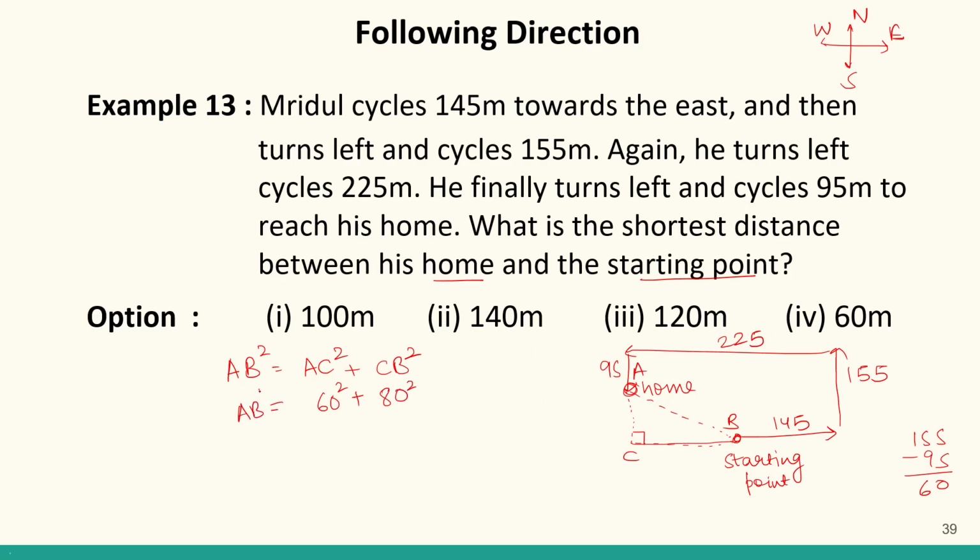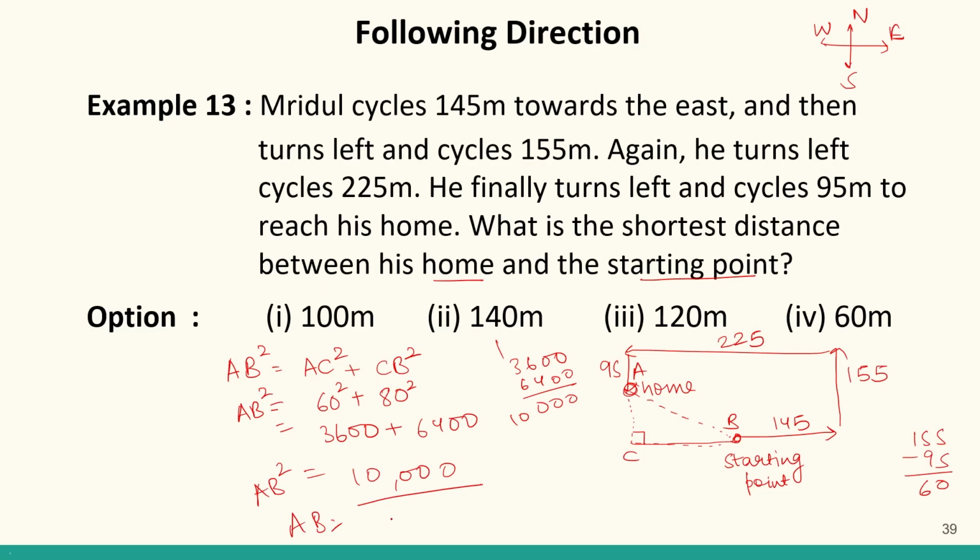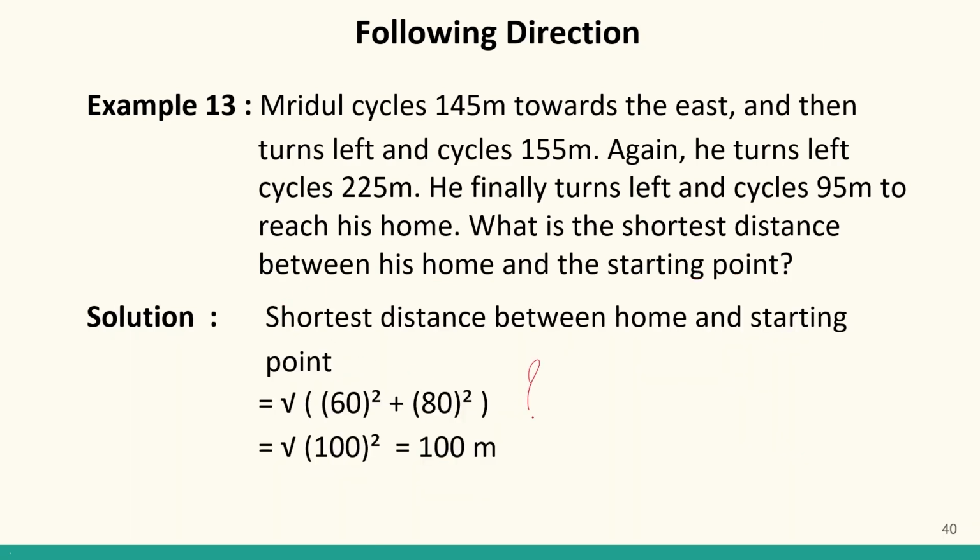So AB square will be equal to 60 square plus 80 square. 60 square is how much? 3600 and this is 6400. If I add the two, 3600 and 6400, I'll get how much? 10,000. This is AB square. So AB will be under root of 10,000. And under root of 10,000 is how much? 100. So my answer will be 100 meter, which is option number 1. So option number 1 will be the correct answer to this question.